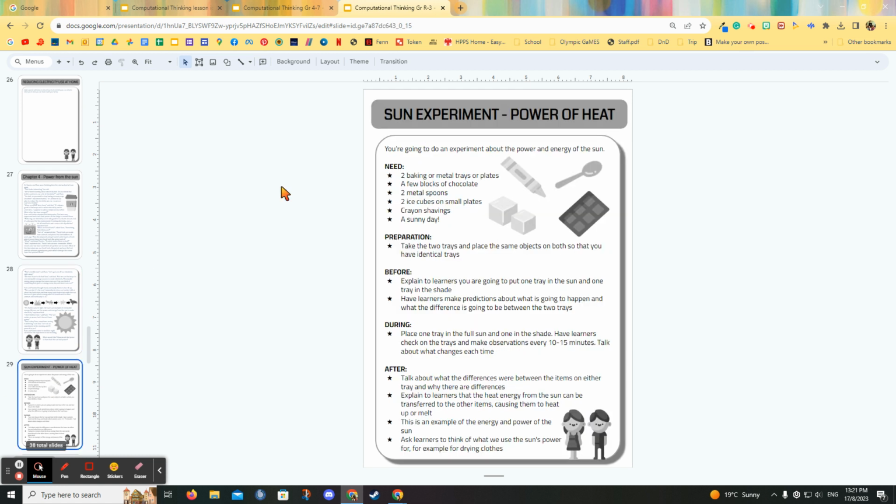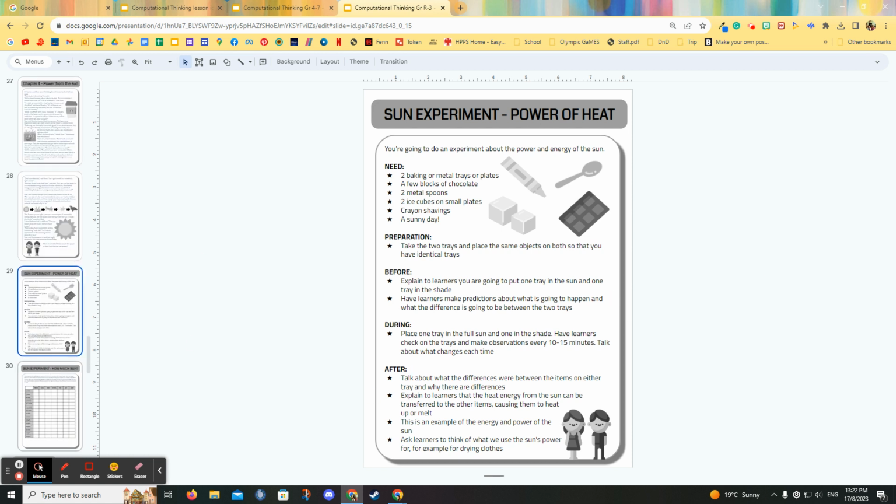So there's an experiment that they can do using baking or metal trays or plates, blocks of chocolate, metal spoons, ice cubes, crayon shavings, and a sunny day. So hopefully teachers can do this in summer. So basically, what they're going to do is put different objects on metal trays and have a look at the effect that the sun has. So the power of heat, and how the heat melts the ice or melts the chocolate or melts the crayons over there.